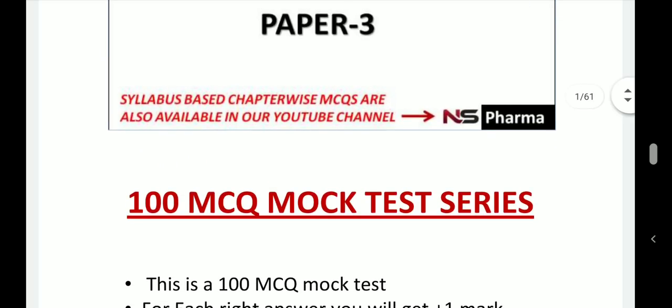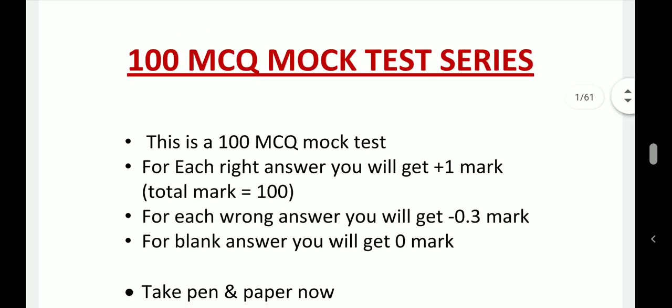These are the instructions for the mock test. This is a 100 MCQ mock test. Like all government competitive exams, these are very important questions. Each correct answer carries plus 1 mark. Each wrong answer carries minus 1 by 3 mark. Each blank answer carries 0 mark. Once I read the question, I will give 10 seconds for writing the answer. After that, I will display the answer.